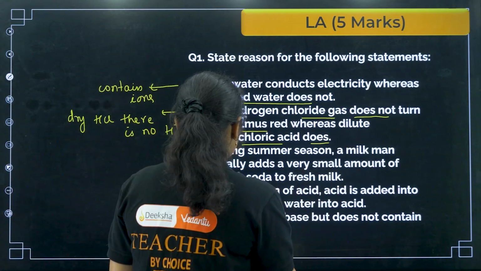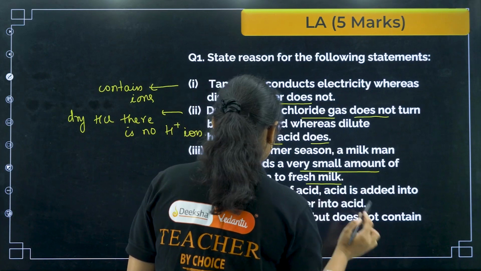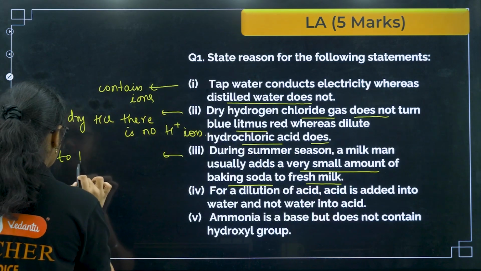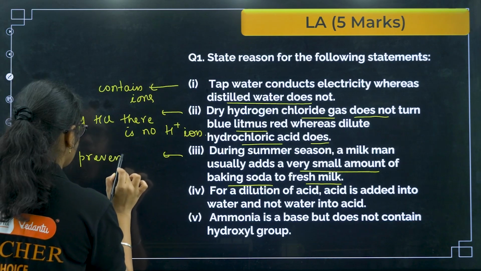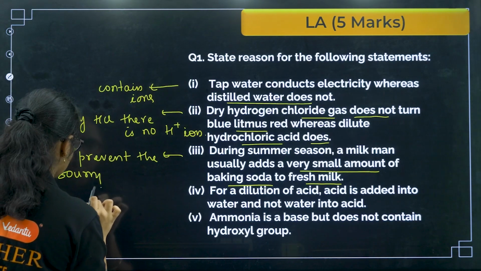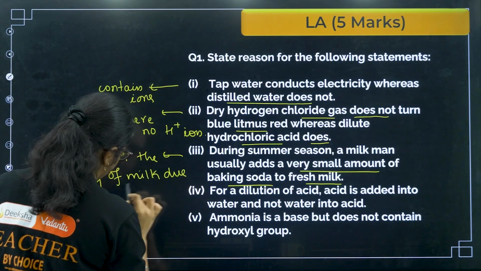Next, during the summer season, a milkman usually adds a very small amount of baking soda to fresh milk. That is to prevent the souring of milk due to lactic acid.